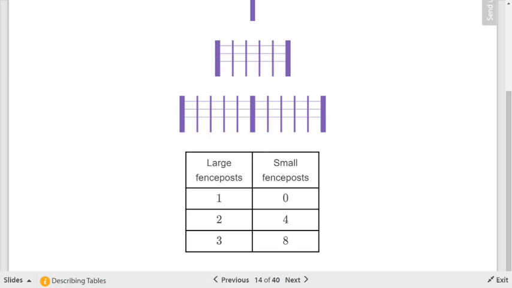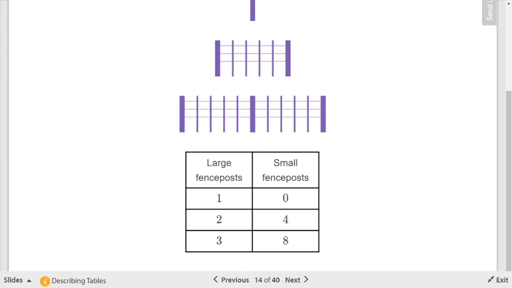Do you just leave the vertical ones that go across? Those are not fence posts. What are they, if it's a fence? Wires. Yes, we're just talking about the fence posts. This is just a drawing of a fence.